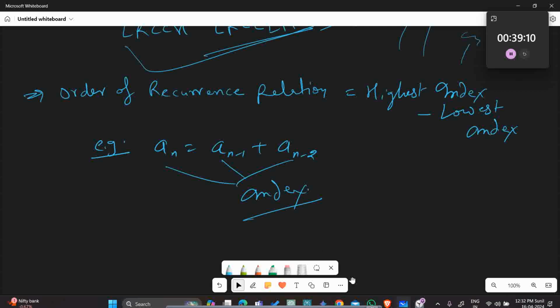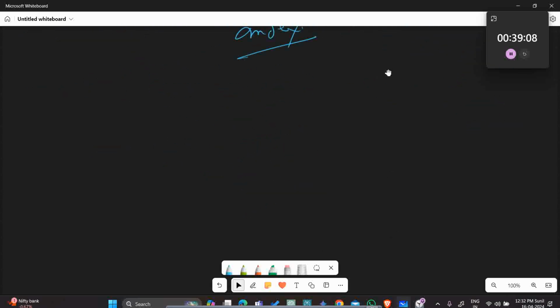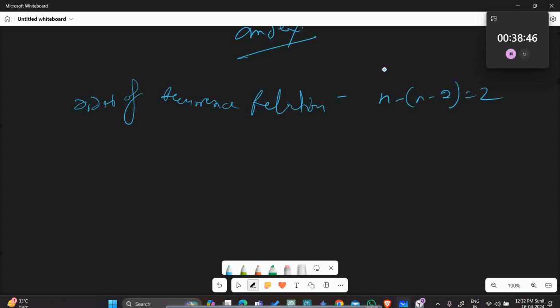So, what is next is the order of recurrence relation. The order of recurrence relation is equal to 2.